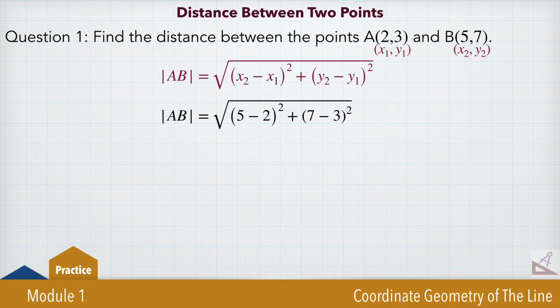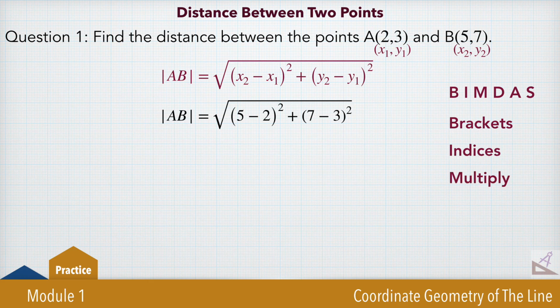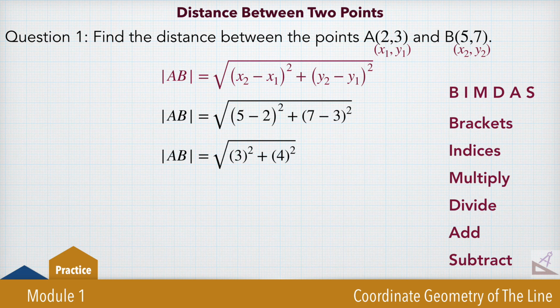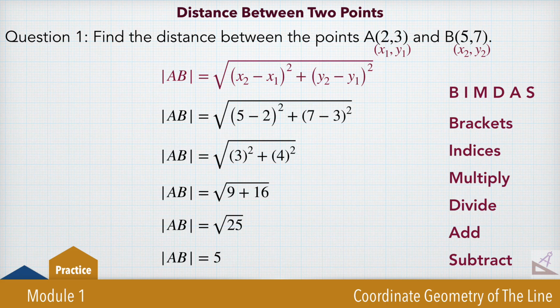We will start with the BIMDAS rule, which determines the order of operations. Each letter stands for the operation which must be carried out in its order. In this question, we do have brackets, so their contents must be simplified first. Next is indices, which is the power of 2 here. Next in this question is addition. And the last part is finding the square root, giving us an answer of 5. Therefore, the distance between the point A and B is 5.